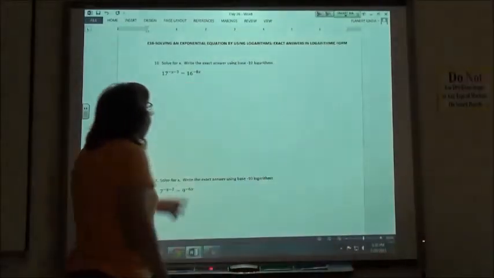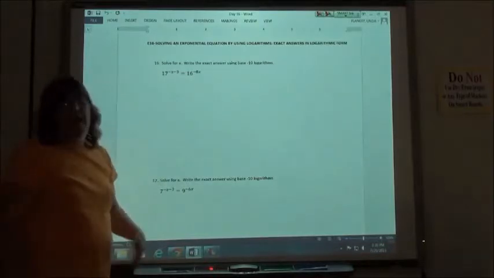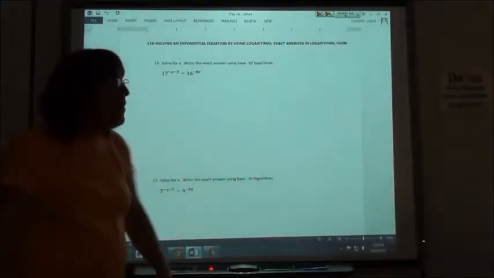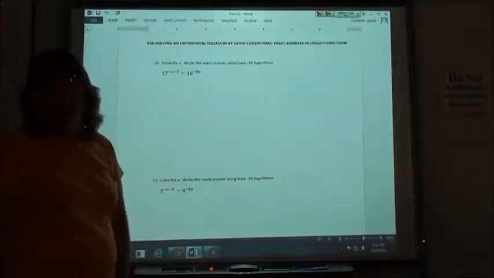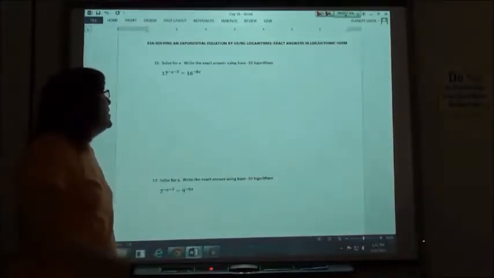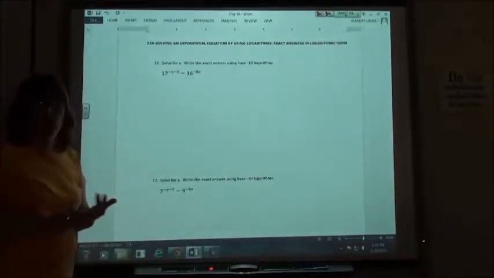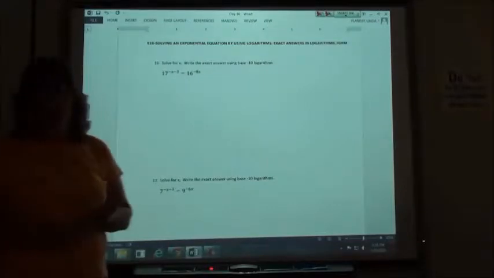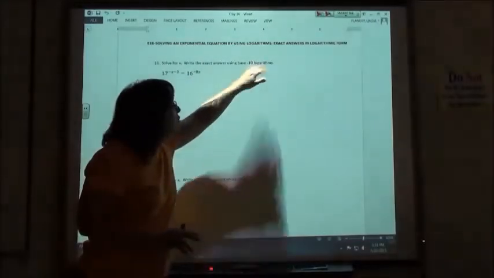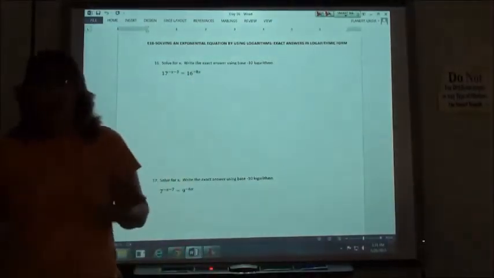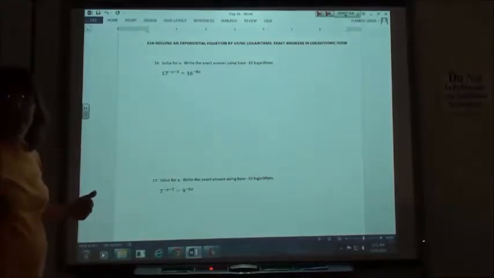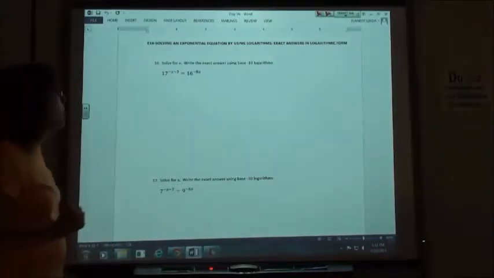For 16, 17, and 18, I can no longer rewrite these with the same base. I can write 16 as 2 to the 4th, but 17, the only way I can do it is 17 to the 1st power. So what I have to do is I can either take the log or the natural log of both sides. Since in the directions it tells us to use base 10 logarithms, I'm going to take the log of both sides. But technically, you can also do the natural log of both sides.